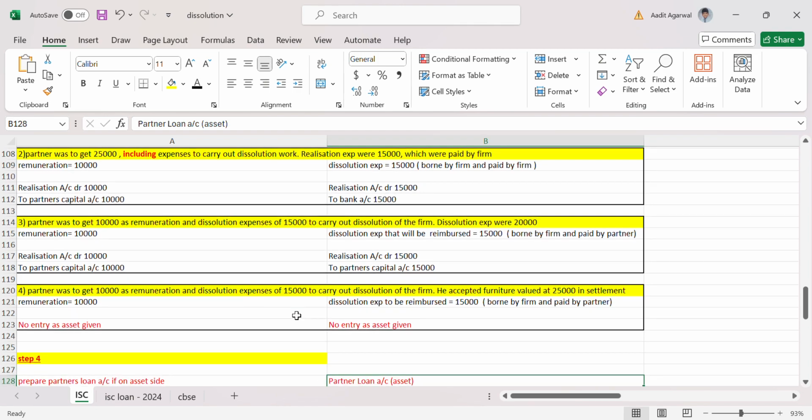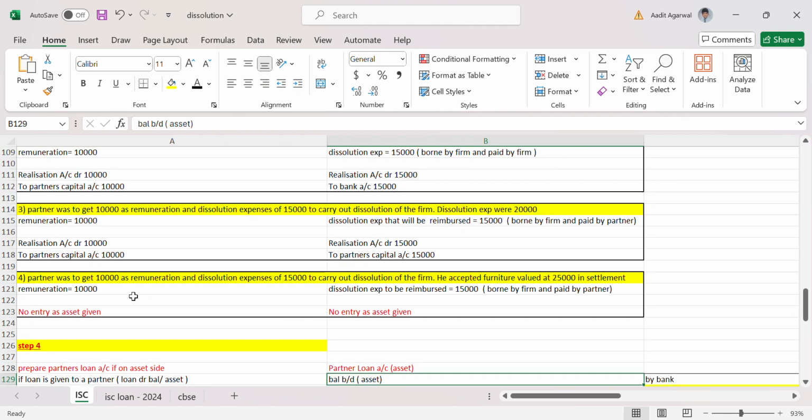The fourth situation is partner is to get 10,000 for remuneration and 15,000 for dissolution, and he accepted furniture for this. So since his liability, whether for dissolution expenses or for remuneration, is getting settled by an asset, therefore no entry for it.